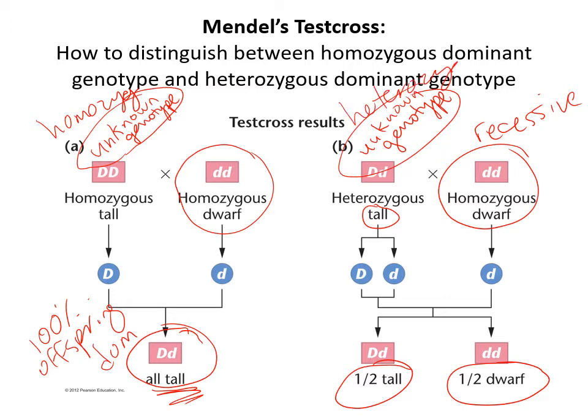Okay? So in a test cross, again, you're crossing an unknown dominant looking organism with a fully recessive one. If you see all dominant offspring, that tells you that your unknown genotype was homozygous. If you see half and half in the offspring, then it tells you that you had a heterozygous organism.